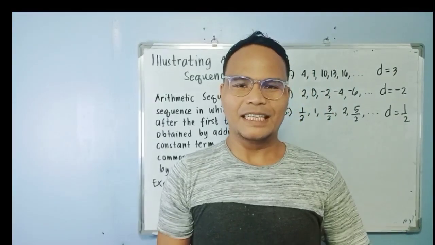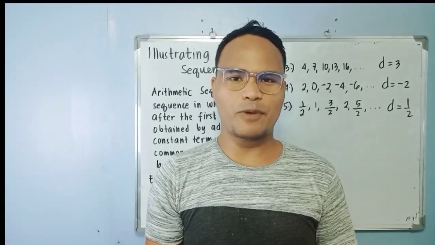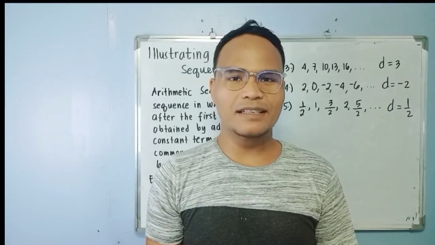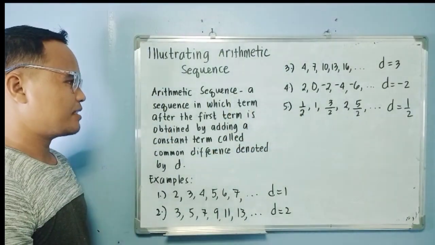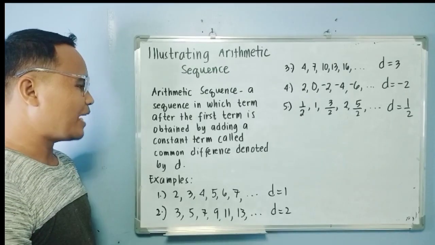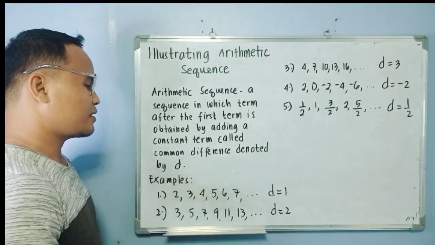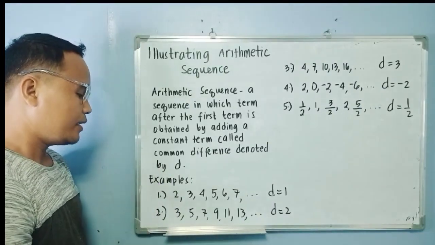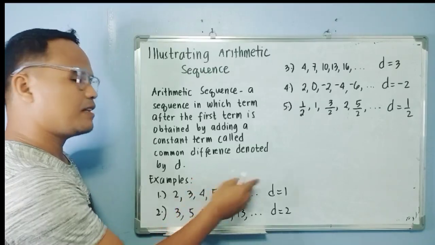Back to my channel. In this video, I am going to discuss illustrating arithmetic sequence. But before we illustrate arithmetic sequence, let us define what an arithmetic sequence is. Arithmetic sequence: a sequence in which each term after the first term is obtained by adding a constant term called the common difference, denoted by d. Examples: number 1, 2, 3, 4, 5, 6, 7, and so on.